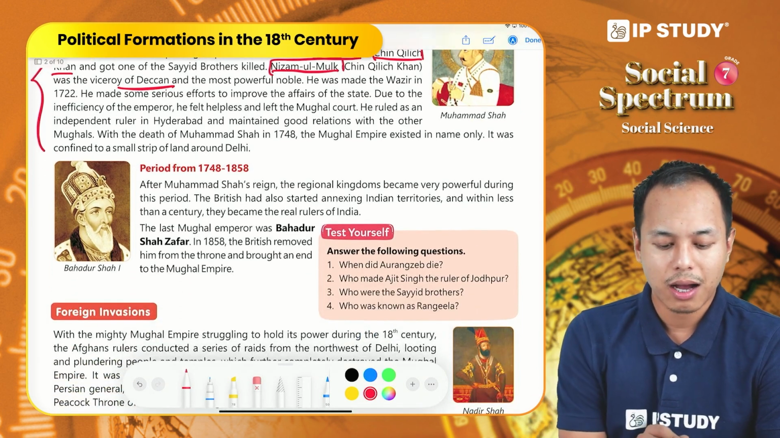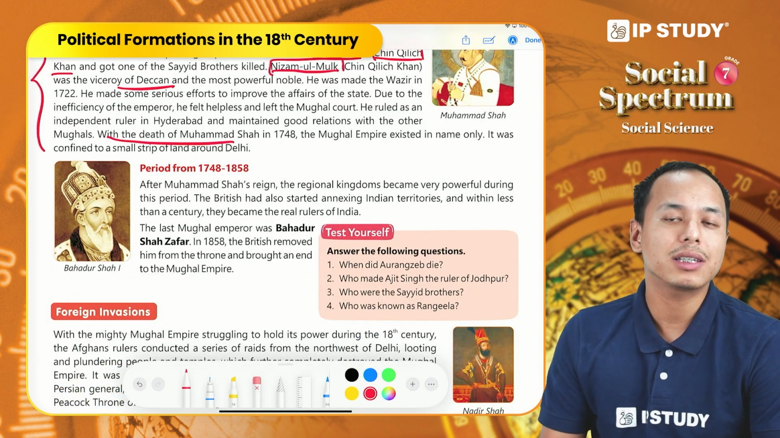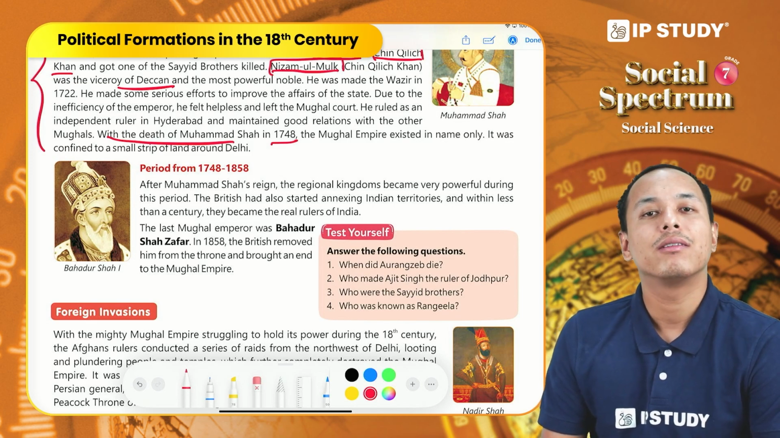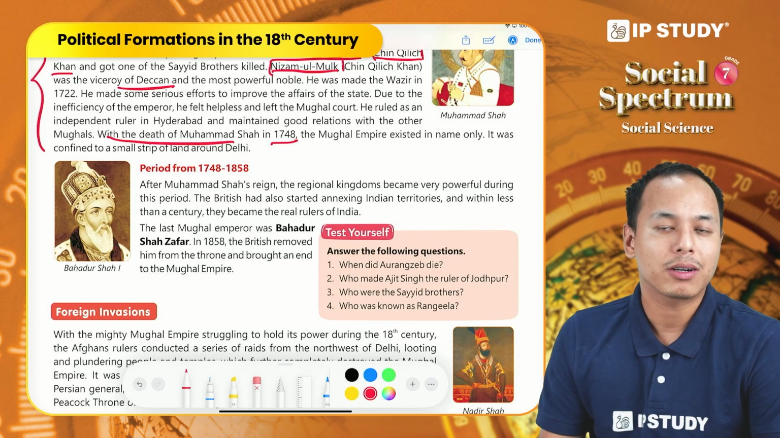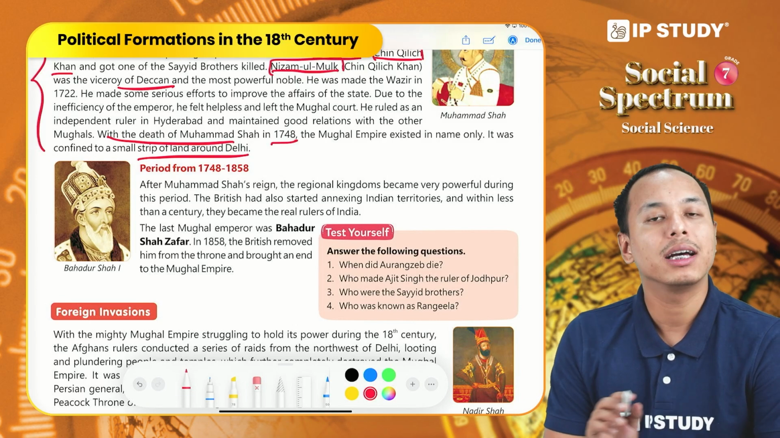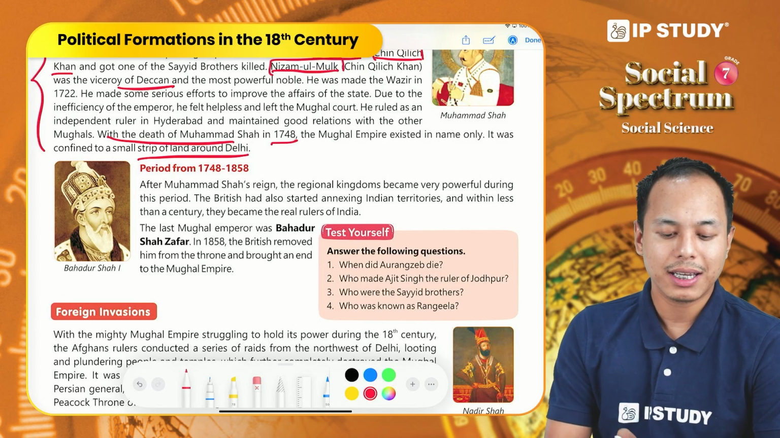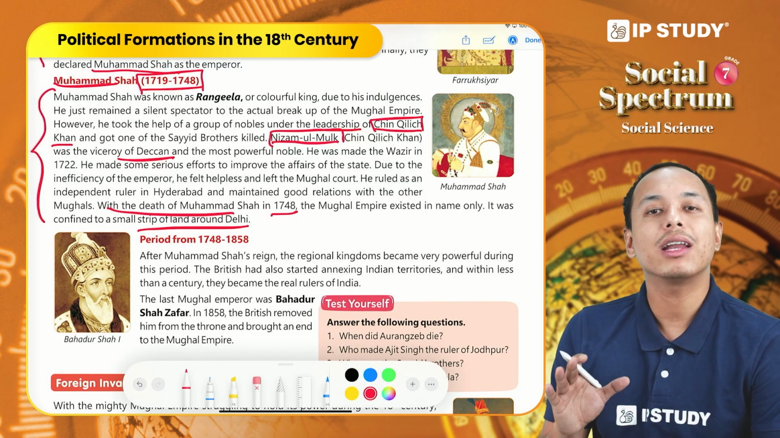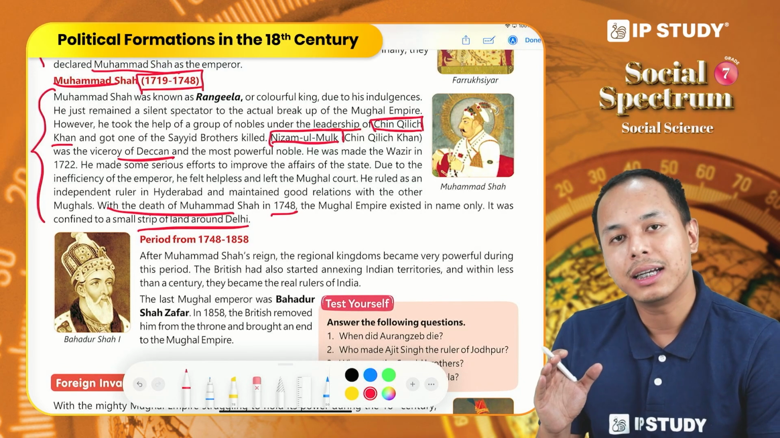So after the death of Muhammad Shah in 1748, the Mughal Empire only remained in name, with a small area they were controlling around Delhi. So we can say after the death of Muhammad Shah, the Mughal Empire actually disintegrated.